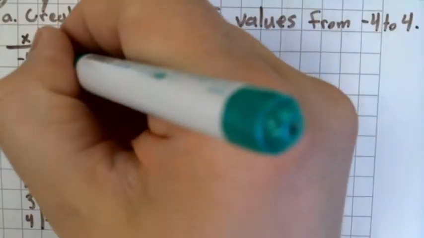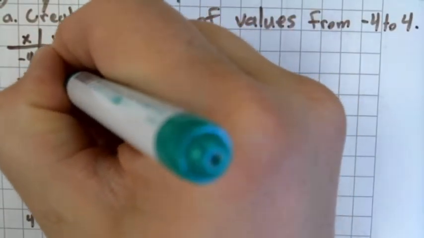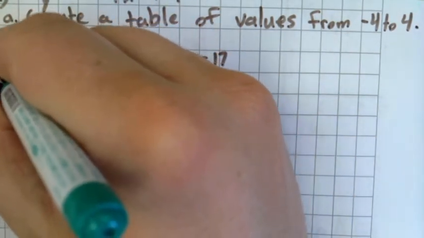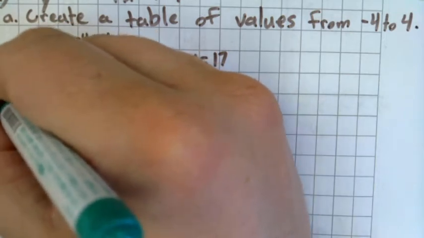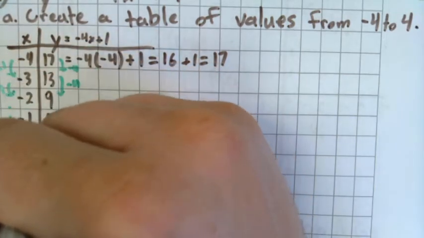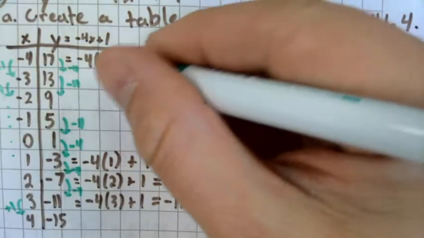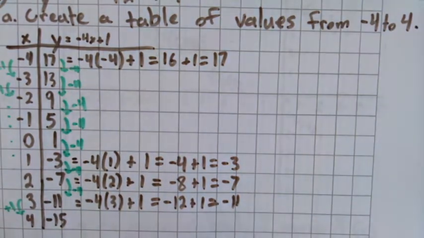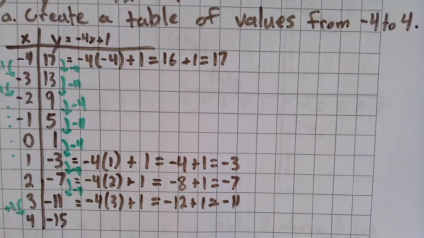So if you follow the pattern, it's -4 as you go. Every time this increases by 1, this one here decreases by 4. So that's the relation here on the graph. We'll talk about that at the end.